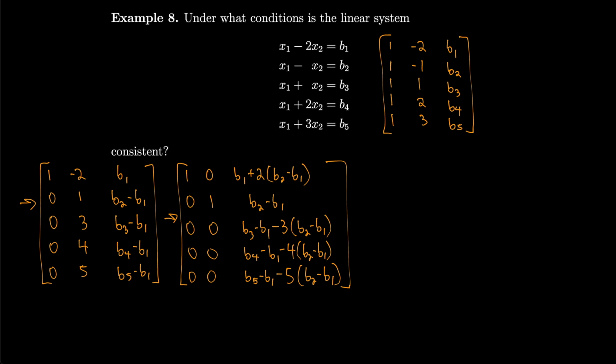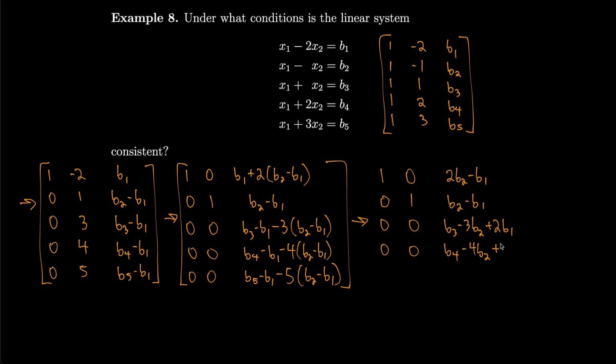reduced, but maybe I can clean it up a little bit. I'll simplify some of this stuff over here, because notice I've got 2B2, I have minus B1, minus 2B1 plus B1, so I could just get B1, so I could rewrite the top row as 1, 0, 2B2 minus B1, second row is still good, simplified, so B2 minus B1, then third row I'll just write B3 minus 3B2 plus 2B1, combine like terms, and fourth row B4 minus 4B2 plus 3B1, and then my fifth row B5 minus 5B2 plus 4B1. Okay, nice.